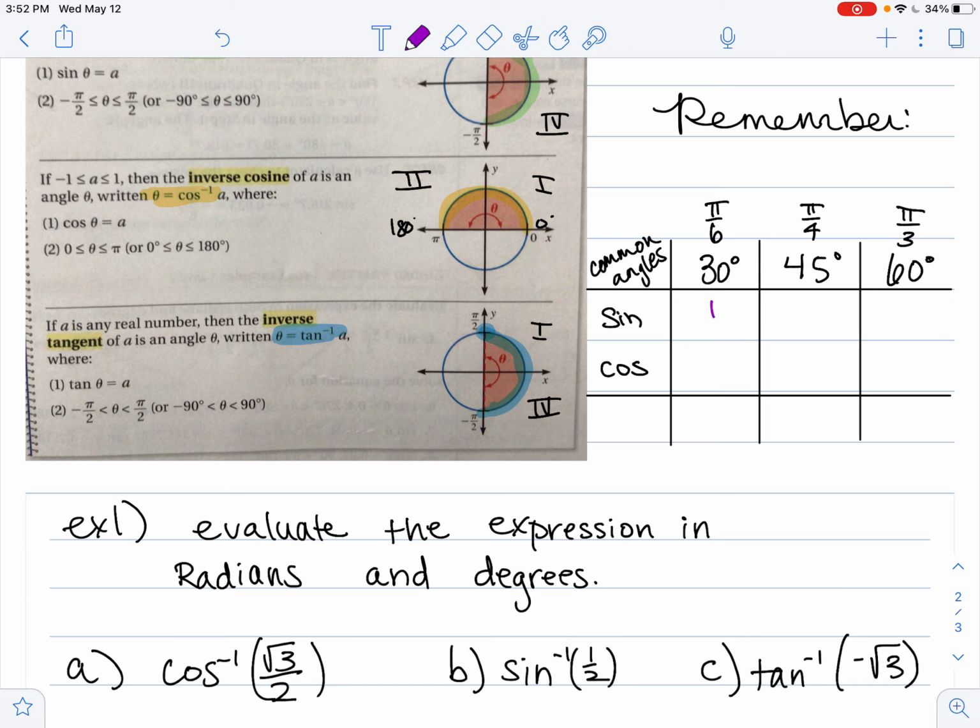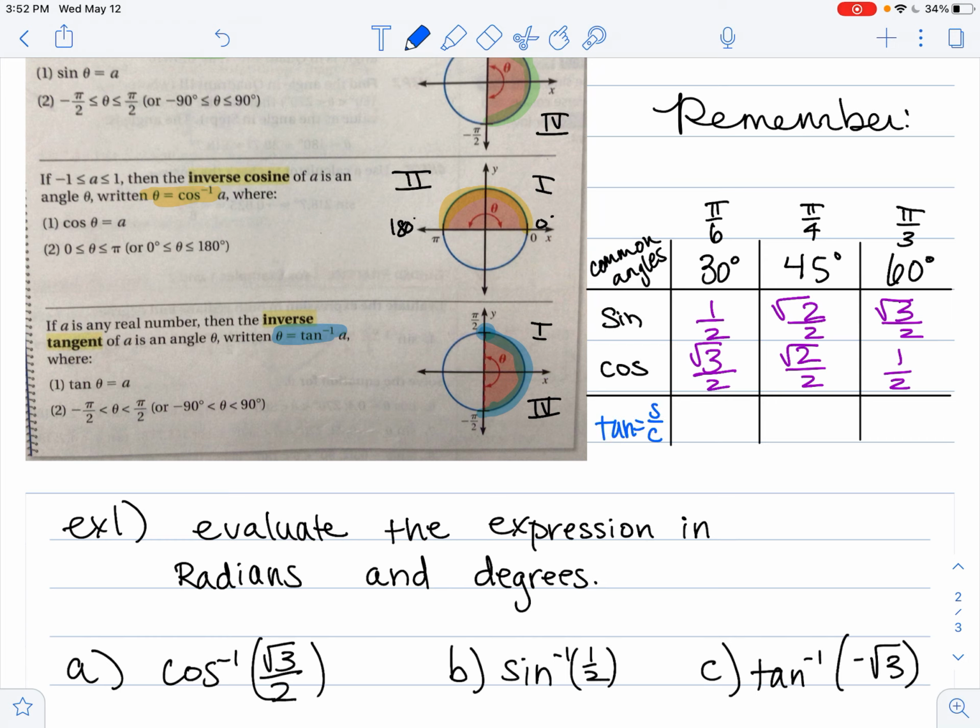Remember, it's as easy as 1, 2, 3, 3, 2, 1, all over 2, and then root, root, root, root. That's how we find sine and cosine. Tangent, remember, is the value of sine divided by cosine. So 1/2 divided by the root of 3 over 2 is root of 3 over 3.